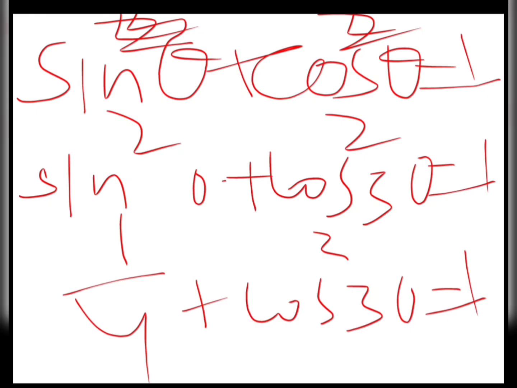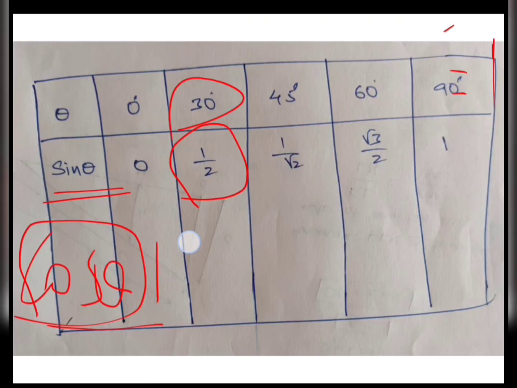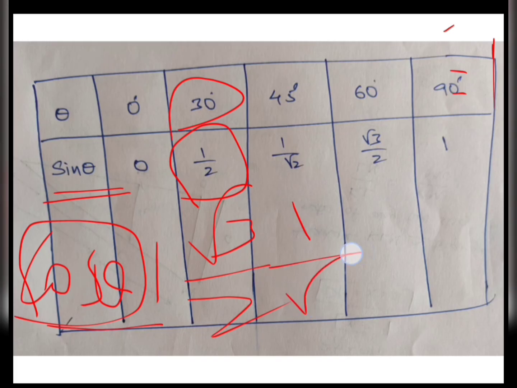Cos square 30 is equal to 1 minus 1 by 4, which is equal to 3 by 4. Then cos 30 will be equal to under root of 3 by 2. So cos 30 will be equal to root 3 by 2. Similarly, you can find cos 45, cos 60, cos 90. Make your own calculations and write it down in your notebook. Cos 45 will be equal to 1 by root 2. Cos 60 will be equal to 1 by 2. Cos 90 will be equal to 0.